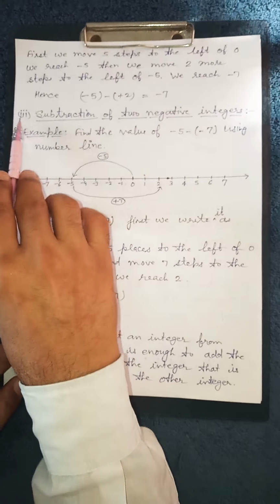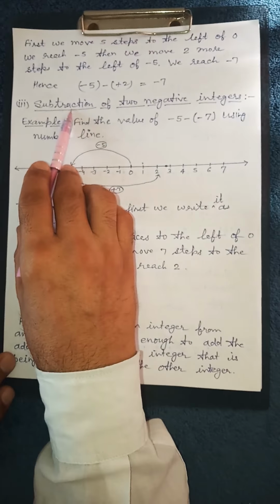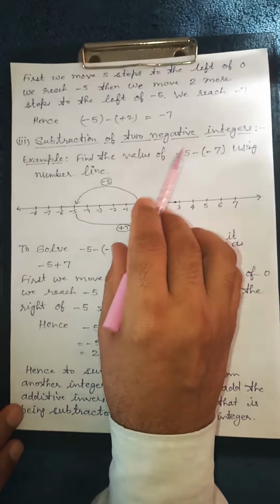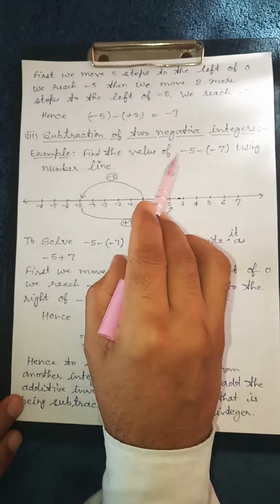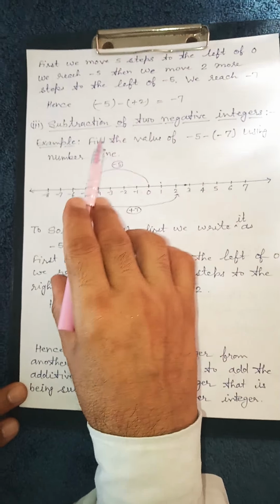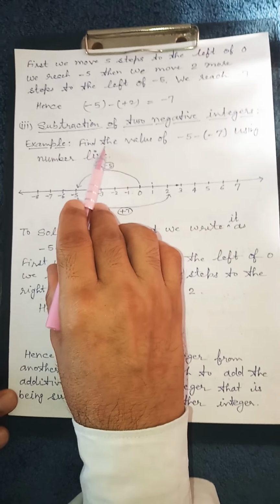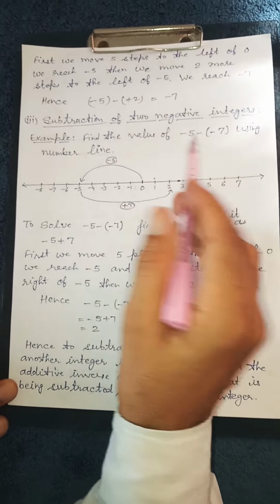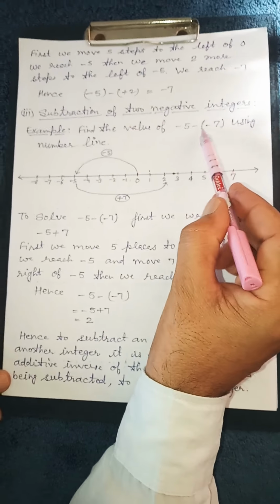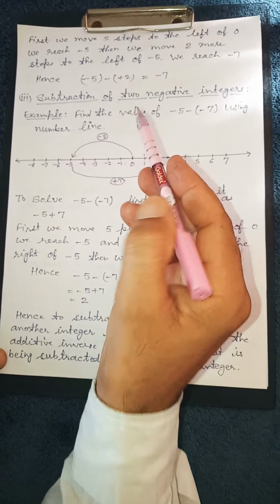Third type of subtraction is subtraction of two negative integers. It means both the integers given here will be negative. To understand the concept, let's take an example. Find the value of minus 5 minus 7 using a number line.